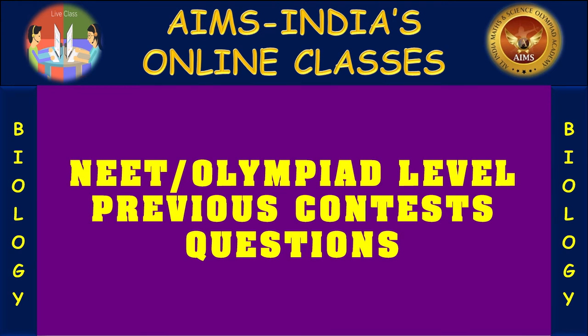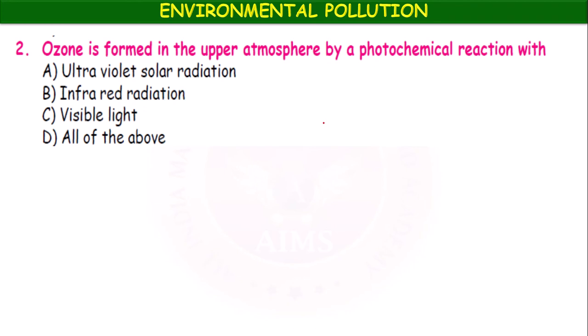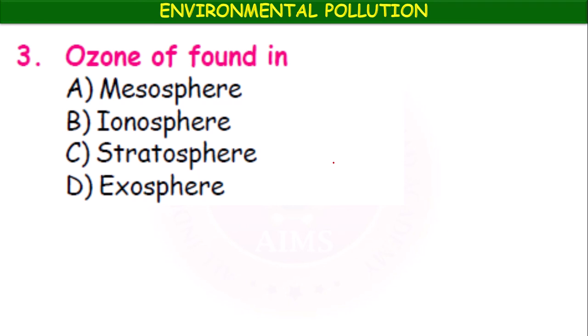NEET Olympiad level previous contest questions. Question number 1: which of the following is an organic gas? Hydrocarbons, aldehydes, ketones, ammonia. An organic gas is ammonia. Ozone is formed in the upper atmosphere by a photochemical reaction with ultraviolet solar radiation, infrared radiation, visible light, or all of the above? Ultraviolet, UV solar radiation. Ozone is found in which layer of the atmosphere? Mesosphere, ionosphere, stratosphere, exosphere. Stratosphere.